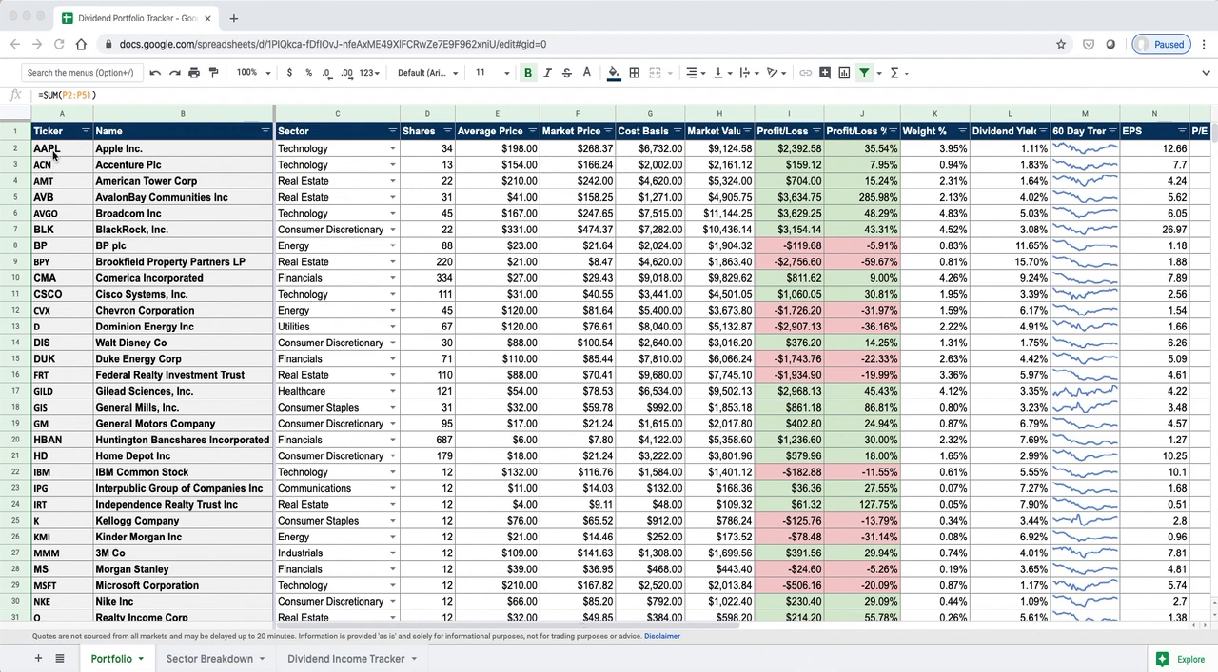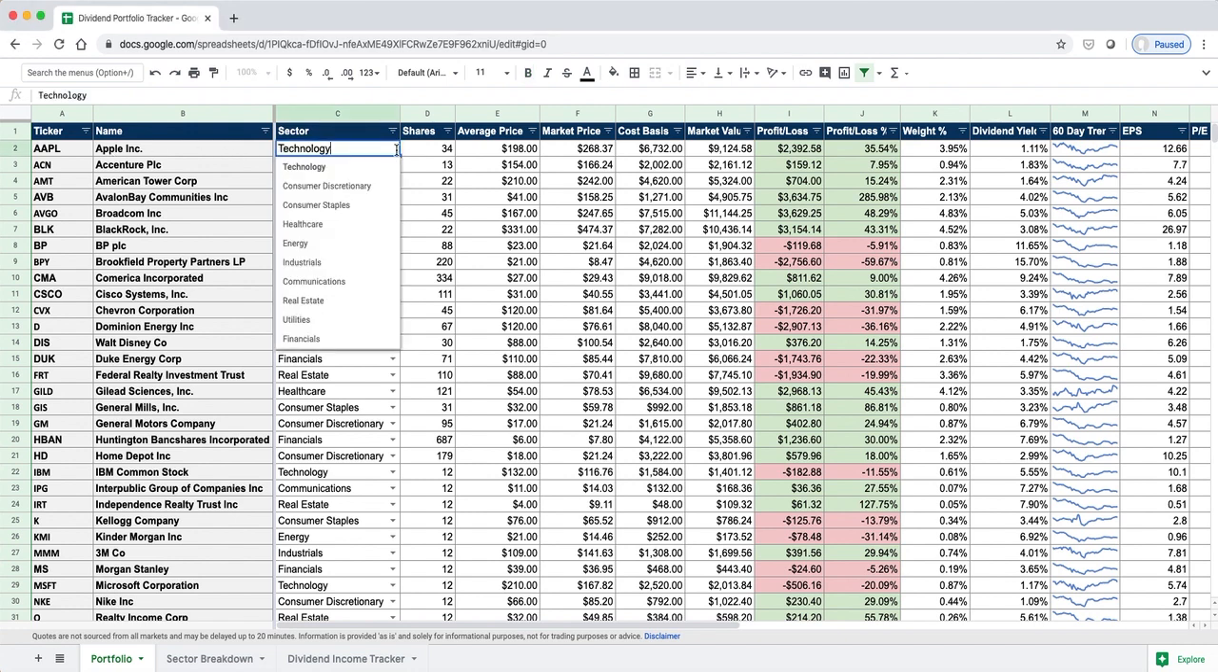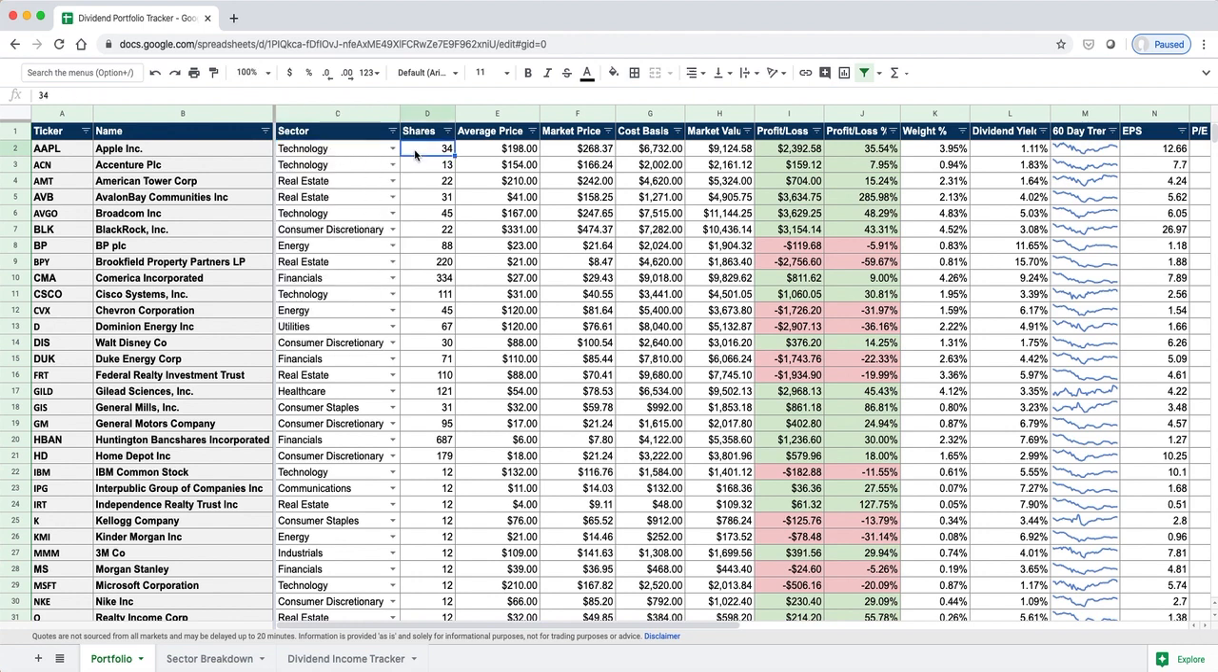So in the first column, we enter all our stock tickers. Based on the stock ticker, it will then go out and populate the company name, and we can select here from the 11 sectors that we have. You will then need to fill in how many shares you own and what your average price is. After that, the sheet will go out and grab the current market price, and based on that establish the cost basis that we have and the current market value.